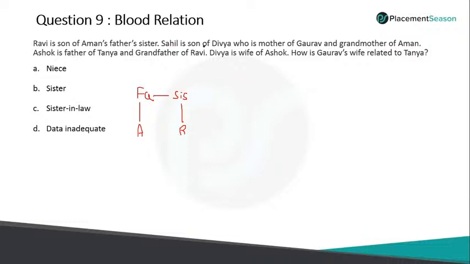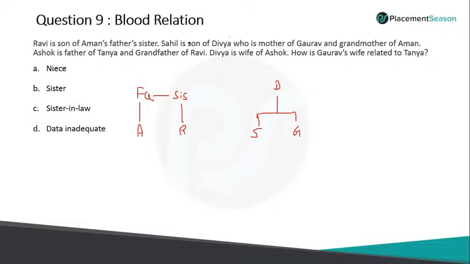Sahil is the son of Divya, who is the mother of Gaurav. Sahil is the son of Divya, and Divya is the mother of Gaurav, which means Sahil and Gaurav are brothers. So Sahil and Gaurav are brothers, and their mother is Divya. That is what is given here.